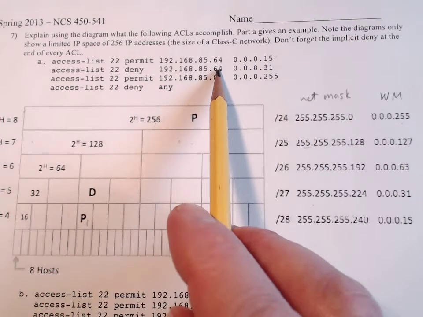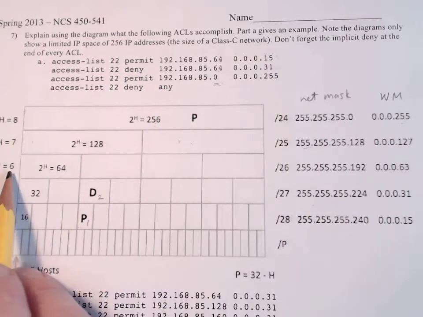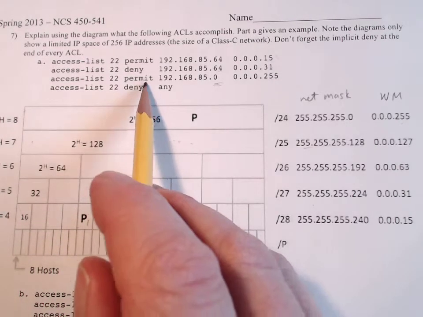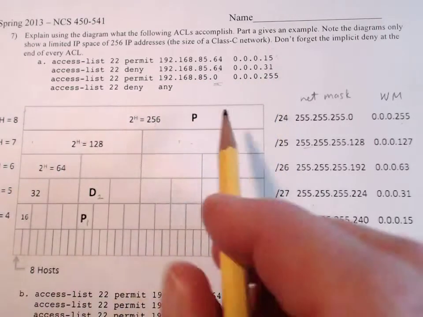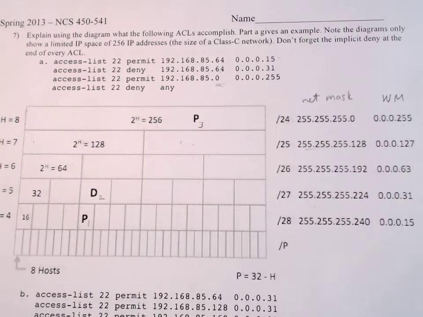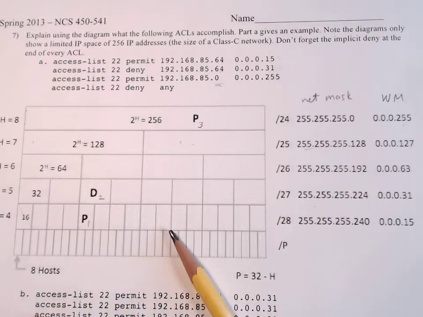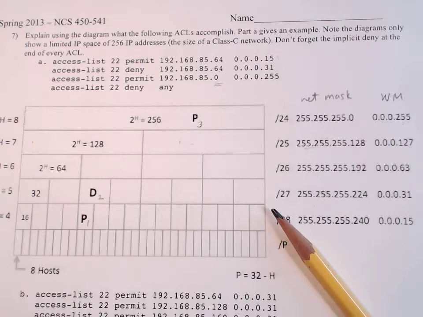The second one starts at 64 with width 32. So that's this deny here. It starts at 64 and has a width of 32. Once you get the hang of it, it's very straightforward. Then we have a permit starting at 0 of width 256. So it's this one at the top. And then we're going to deny any after that. That gives us a view of which IP addresses are permitted and which are denied by this ACL.